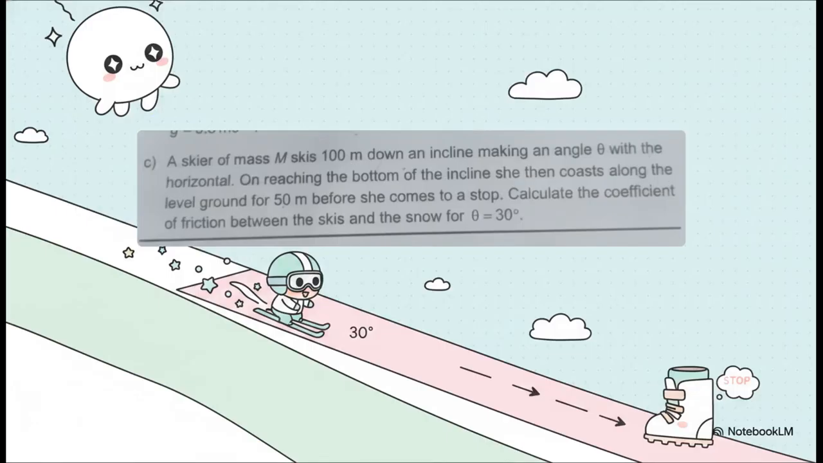So here's the exact setup we're working with from our source material. It goes like this. A skier of mass m skis 100 meters down an incline, making an angle theta with the horizontal. On reaching the bottom of the incline, she then coasts along the level ground for 50 meters before she comes to a stop. Calculate the coefficient of friction between the skis and the snow for theta equals 30 degrees.